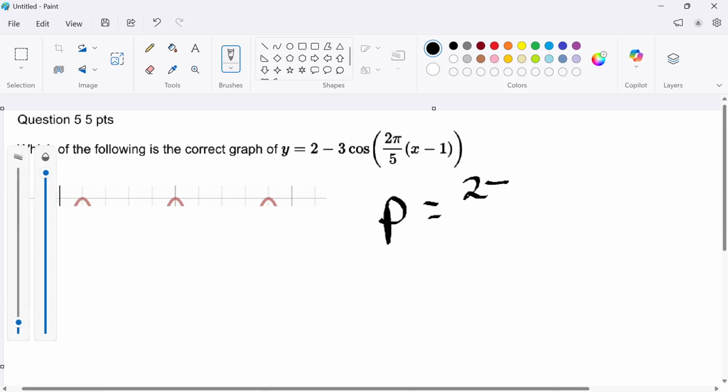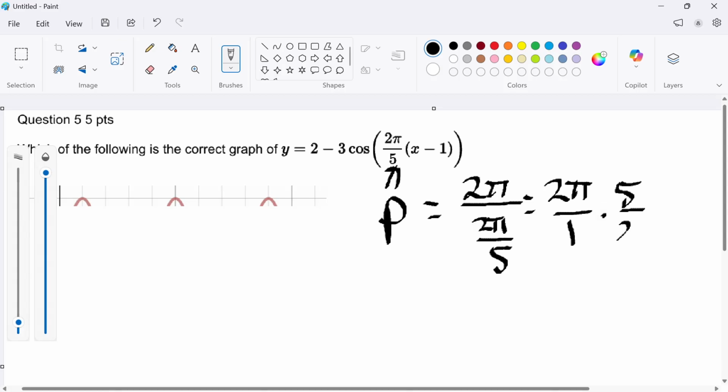The period equals 2 pi over b, over 2 pi over 5, which is equal to 2 pi over 1 times, I flip the fraction, 5 over 2 pi, which is equal to 5. The 2 pi's cancel out. So the period is 5.